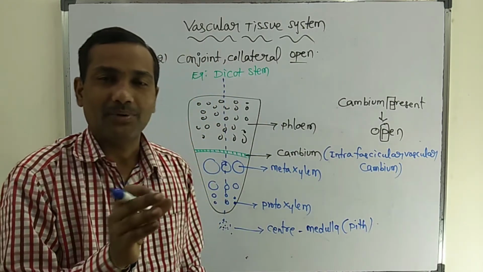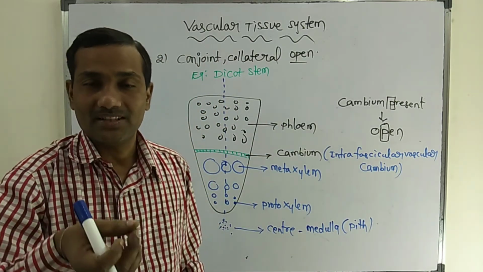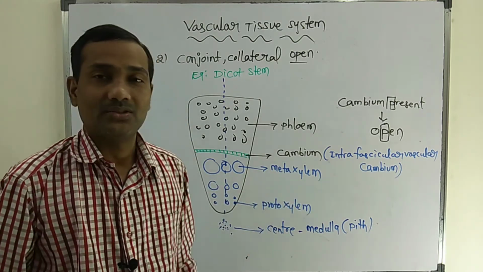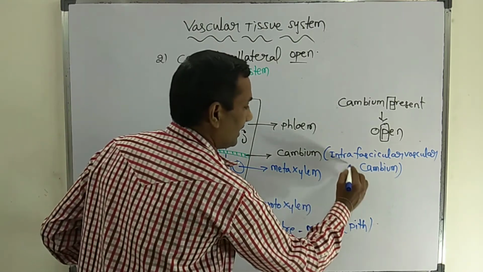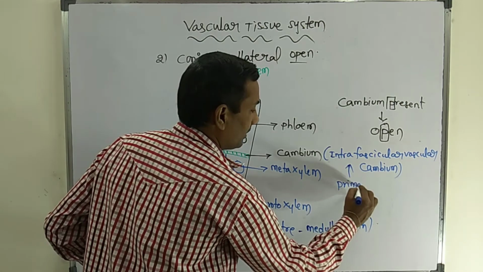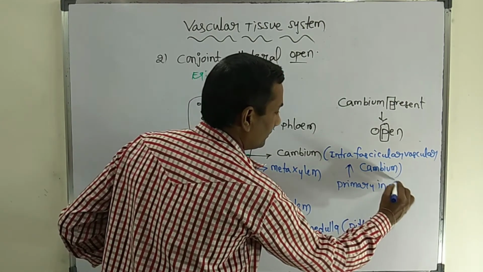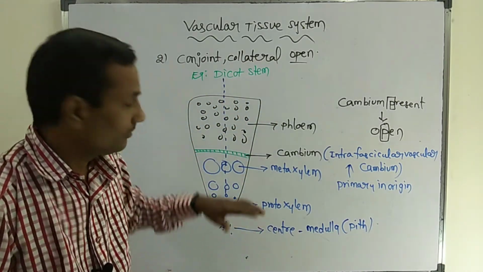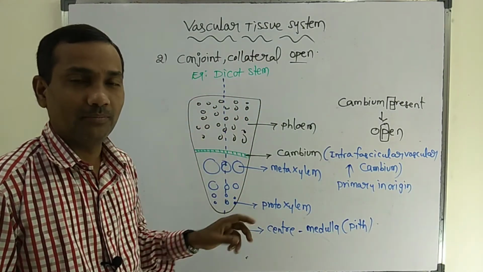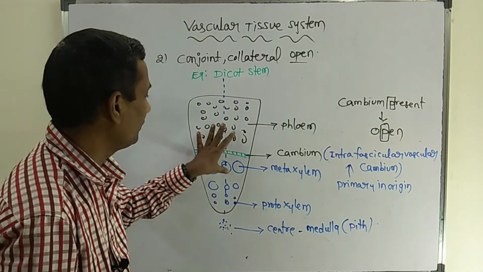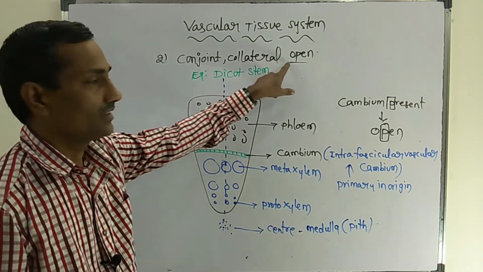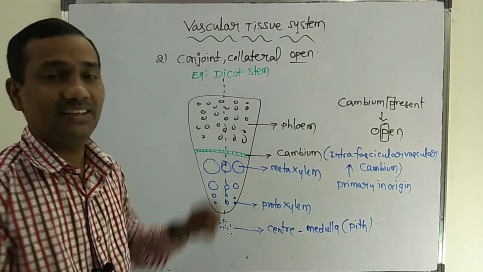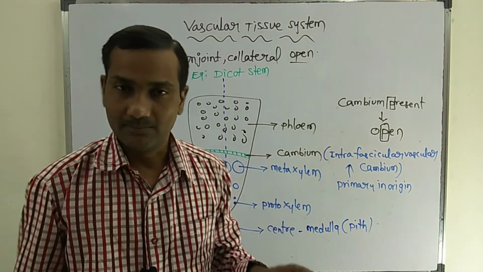It will be in the plant body from the beginning onwards. From the time the seed germinates, you can notice this. This intravascular cambium is primary in origin. That cambium will be there between xylem and phloem. If the cambium is there between xylem and phloem, the type of vascular bundle is open. So this can be seen in dicot stem.